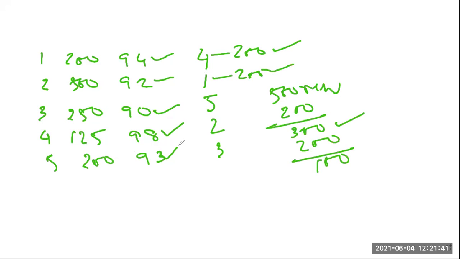So generator 5 can cater 200 megawatt, but after generator number 1, generator number 5 will take 100 megawatt. So we are getting that the scheduling of the generators will be 4, 1, and 5. But 5 will be underloaded, it will be loaded up to 100 megawatt.